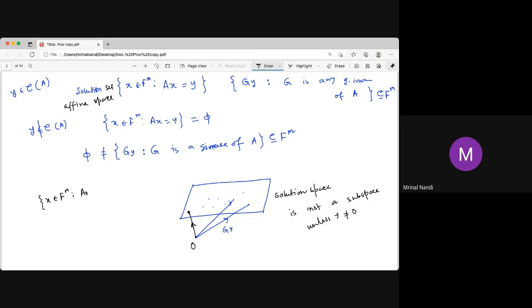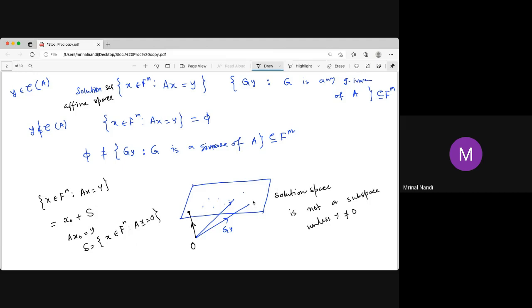You know from vector space theory that the solution space is nothing but a linear shift, x0 plus S, where x0 is a particular solution and S is the set of all solutions of the corresponding homogeneous system. If x satisfies Ax equals 0 and x0 satisfies Ax equals y, then x plus x0 satisfies A(x plus x0) equals y. So it's a linear shift, and that is called affine. If S is a subspace, then a non-zero vector plus the subspace is called an affine space. So this solution set is the affine space.